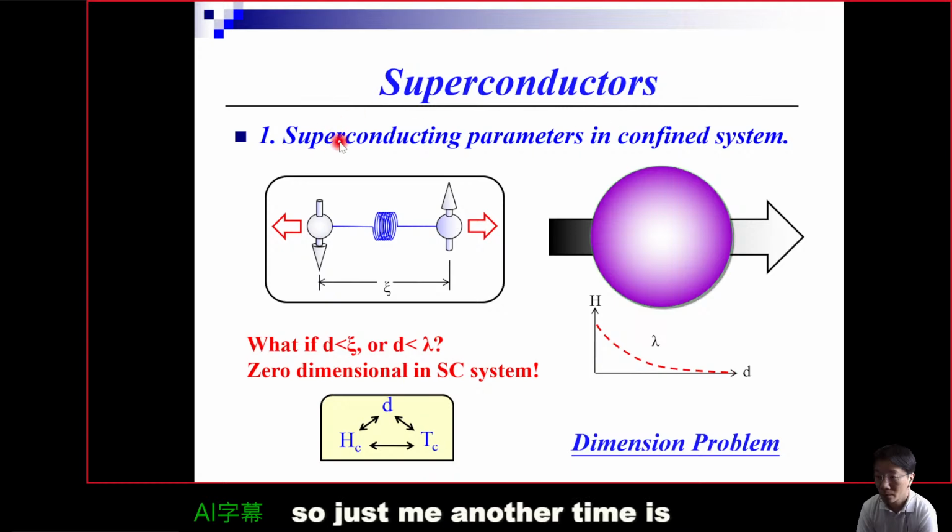So for the superconductor, I just mentioned that they have a Cooper pair inside the superconductor. They will have anti-parallel spins, but they will connect to each other by an interaction force.